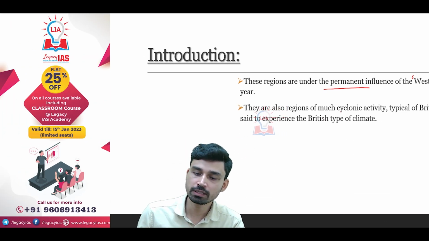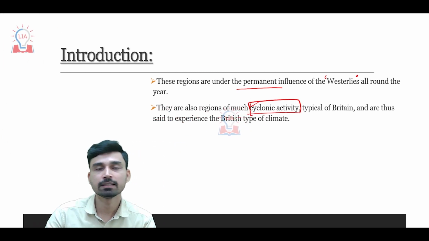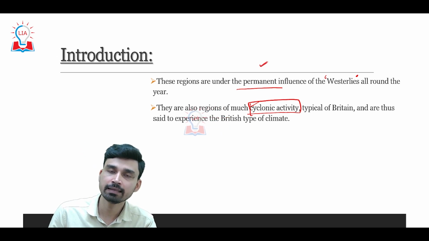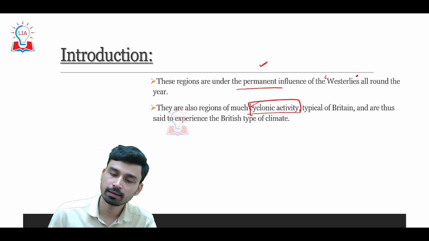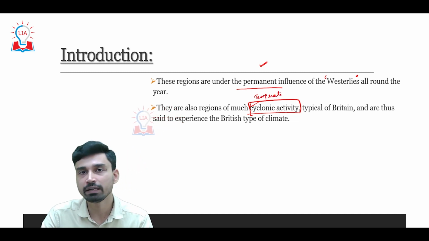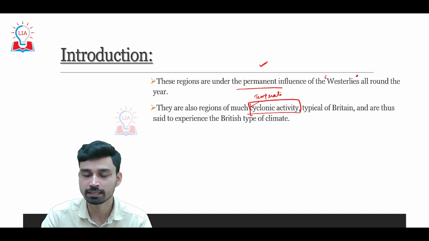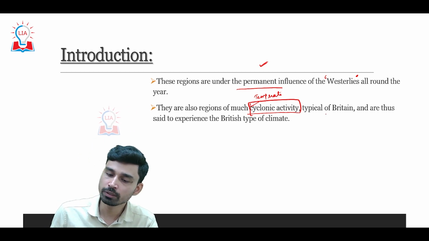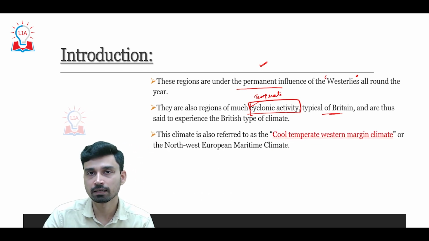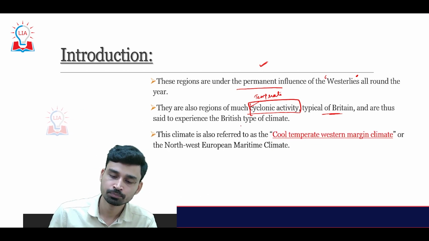And it is due to this that this area also experiences a large number of cyclonic activities. And since this is an area lying in the higher, upper latitudes, the kind of cyclone that develops in this region is the temperate cyclone. That is very different from the tropical cyclone, which we face in the case of India. So the cyclonic activity typical of Britain, and those regions, are called the British type of climate.